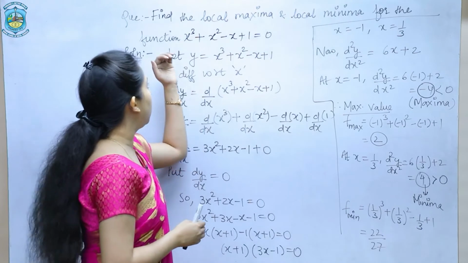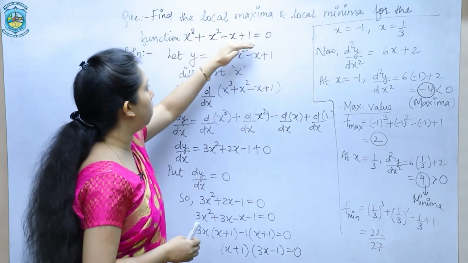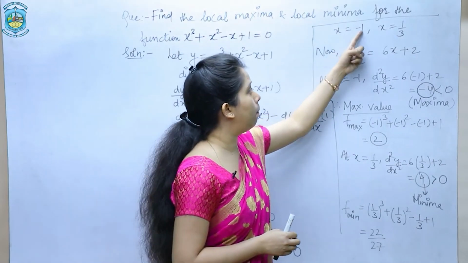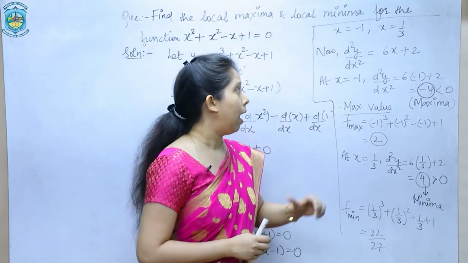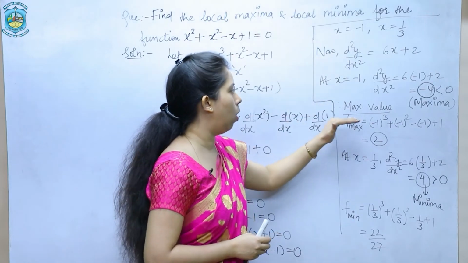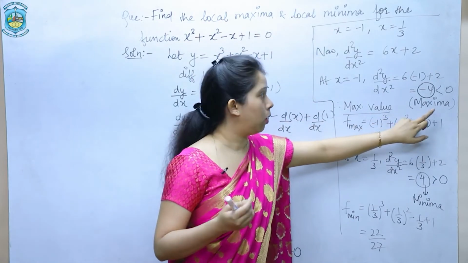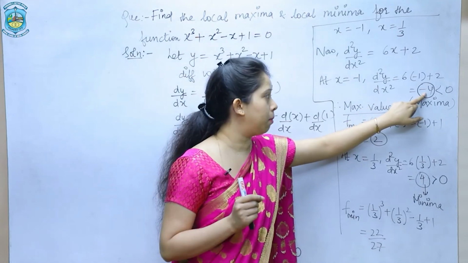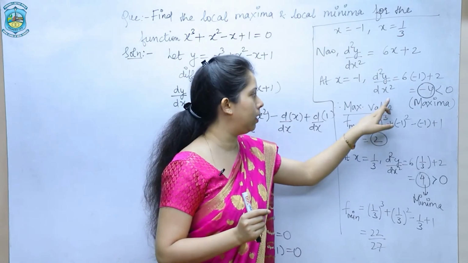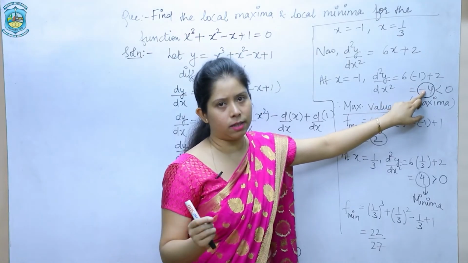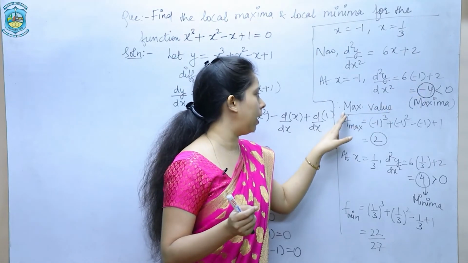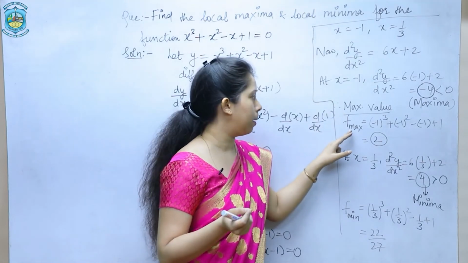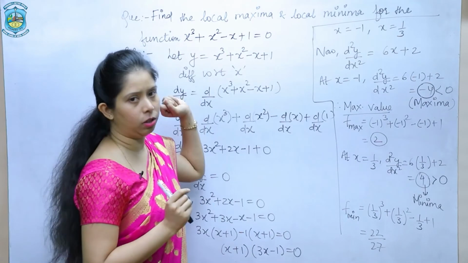So from the function x cube plus x square minus x plus 1, we got 2 points. The points were minus 1 and 1 by 3. At x equal to minus 1, we got maxima. Why? Because the sign of d2y by dx square was negative. So please remember, when the sign of d2y by dx square is negative, we get a maxima. And after that, we have to find the maximum value of the function. So maximum value is obtained by substituting the point in the function.